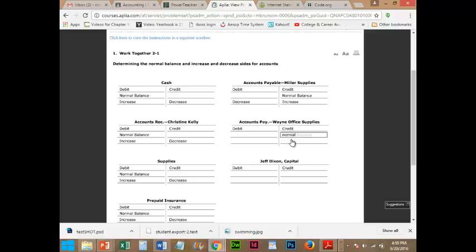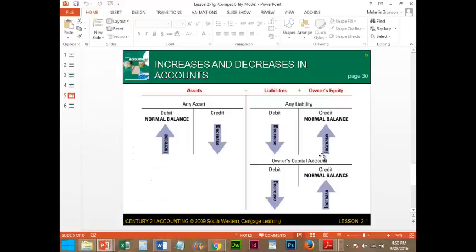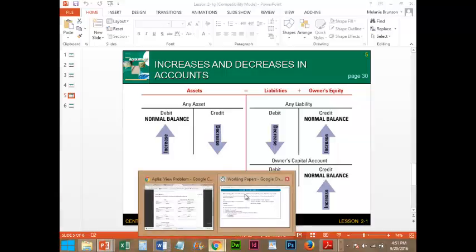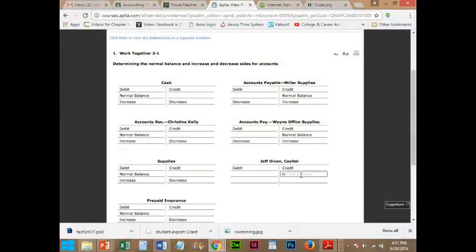Same with our accounts payable to Wayne Office Supplies. Normal balance is a credit, increase with credits, decrease with debits. And then if we look at our capital, our owner's capital account increases with credits, decreases with debits. Normal balance is a credit because that's the side that increases. Increase with credit, decrease with debit.